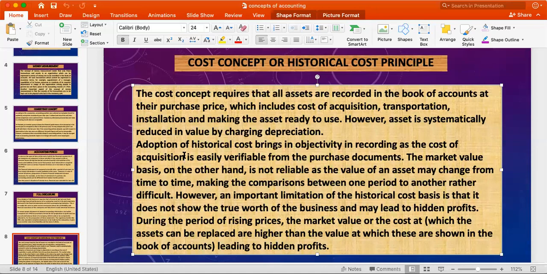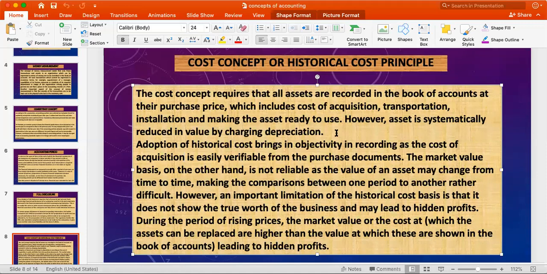So if I am buying a machine of, say, 30,000 and in between I am paying 1,000 rupees as transportation and 4,000 as installation, then 30 plus 1 plus 4 means the cost of the fixed asset has become 35. So you have to consider it as 35,000, with vouchers supporting all three transactions: buying of machine, transportation and installation. And you are going to write 35,000 till the end of the life of that machine or fixed asset.